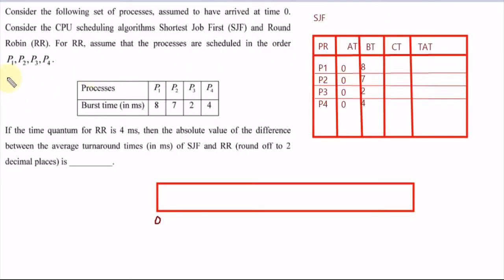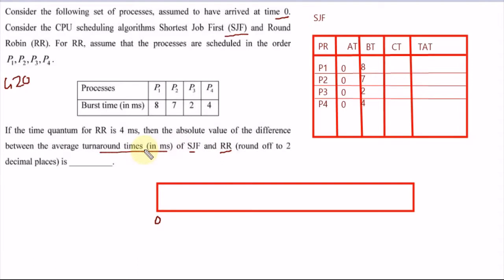This question was asked in GATE 2020. So let's see what it is saying. Consider the following set of processes, assumed to have arrived at time 0. So arrival time is 0 here, and consider the CPU scheduling algorithms shortest job first and round robin. The round robin order is P1, P2, P3 and P4, and the round robin time quantum is 4. What we have to tell is the absolute value of the difference between the average turnaround times of SJF and round robin.